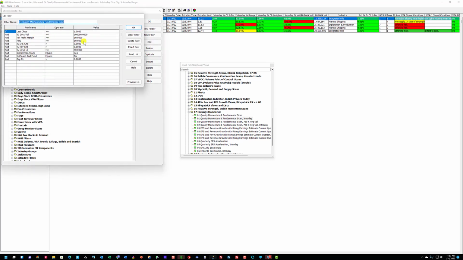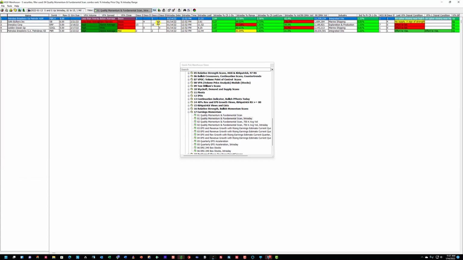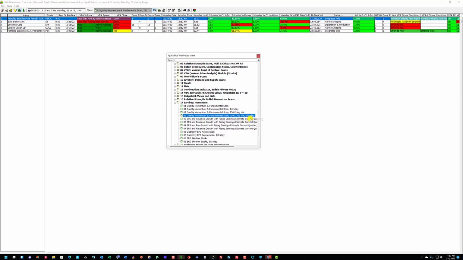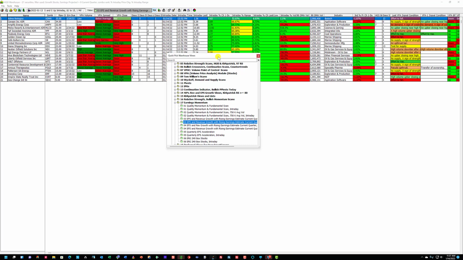Net profit margin has to be greater than or equal to 10. The return on equity has to be greater than or equal to 10. EPS change and revenue change this quarter greater than they were same quarter 1 year ago. Has to be at least 50% off the 52-week low. And there are several that meet this requirement. Now, quality momentum with at least a 750,000 share average is here. Now this is EPS and revenue growth with rising earnings estimates.